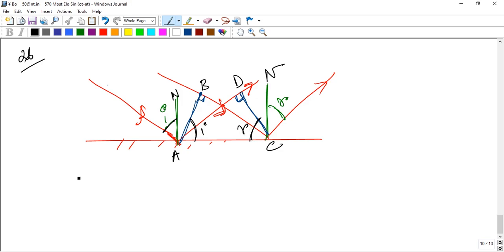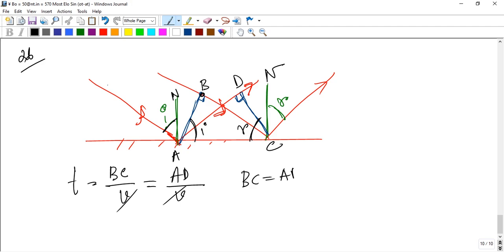So the total time taken to travel from B to C is BC divided by velocity V. Suppose the speed of light is the same velocity V, and the time for AD is AD by V. If V cancels, we get BC equal to AD. Remember that, it is very important for deriving the reflection formula. BC equal to AD.